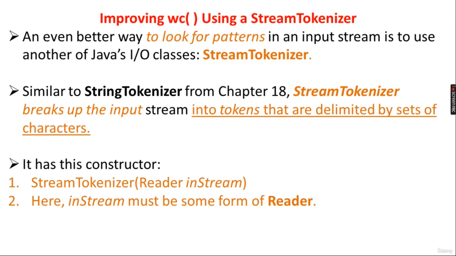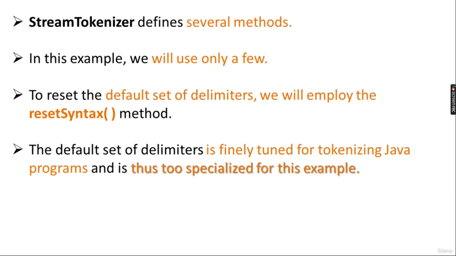The constructor is StreamTokenizer(Reader inStream). The input stream must be some form of reader. StreamTokenizer has several methods, but we will use only a few of them. First, reset the default set of delimiters. We will employ the resetSyntax method. The default set of delimiters is finely tuned for tokenizing Java programs and is just too specialized for this example.